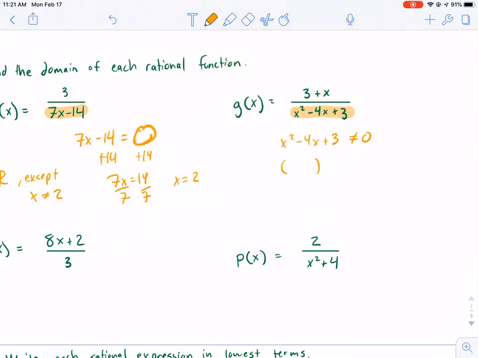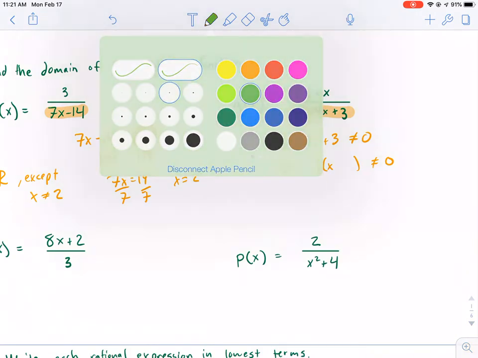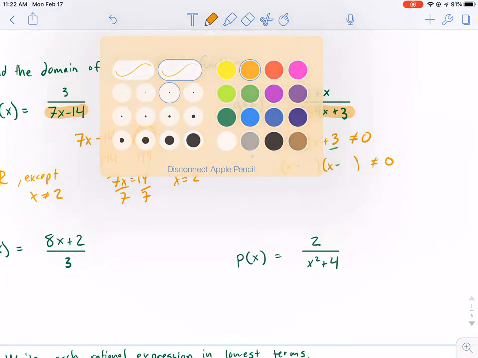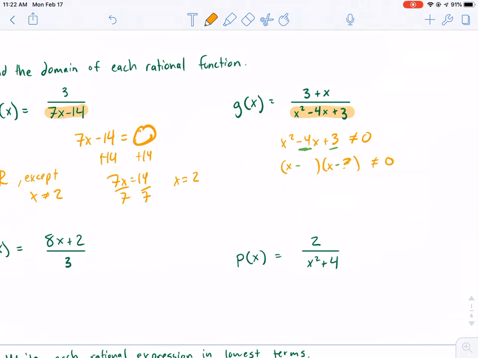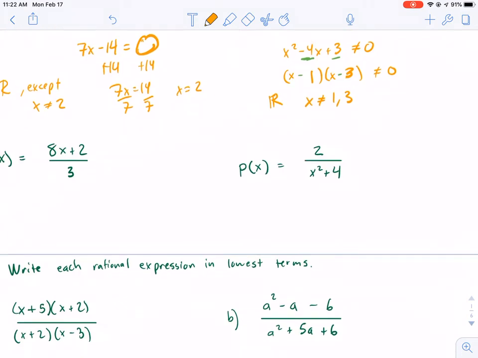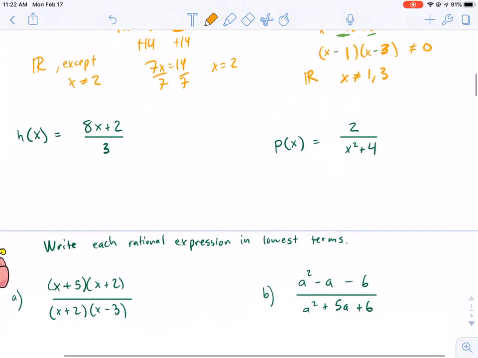So we need to factor this one. Luckily, we have plenty of practice with factoring. We know it's going to be x and x. And we have a positive 3 where the middle term is negative, so this can be minus, minus. Then the factors of 3 are 3 and 1. So x cannot equal 1 or 3. So it's all reals, which I designate with that little terminology there, except x cannot equal 1 or 3.